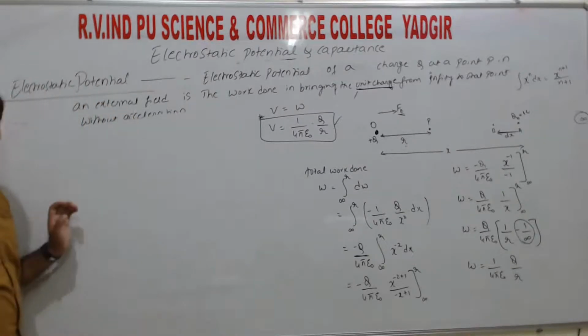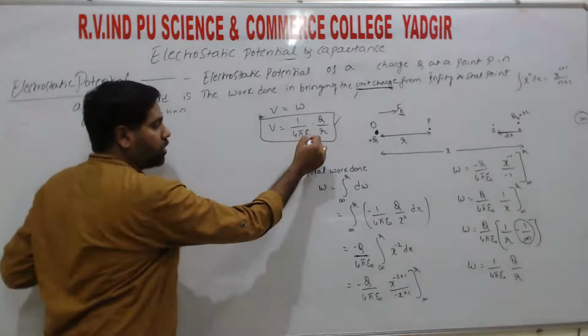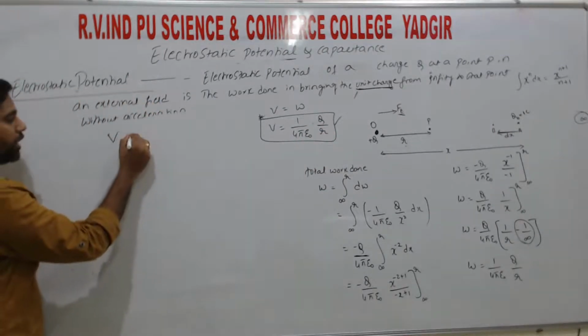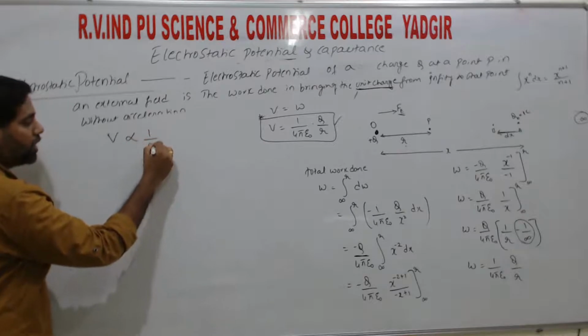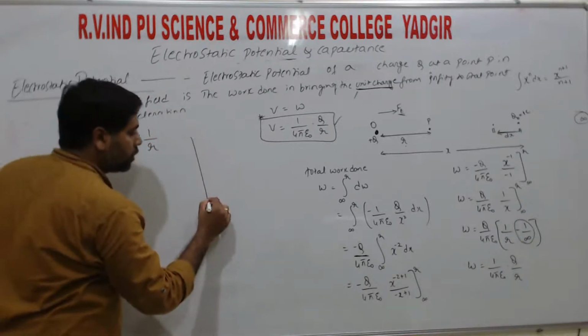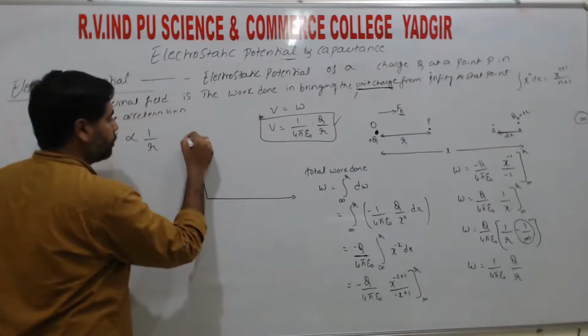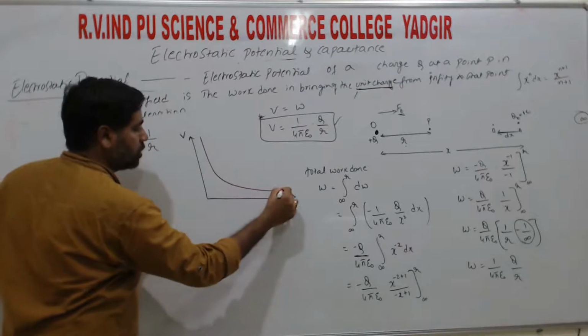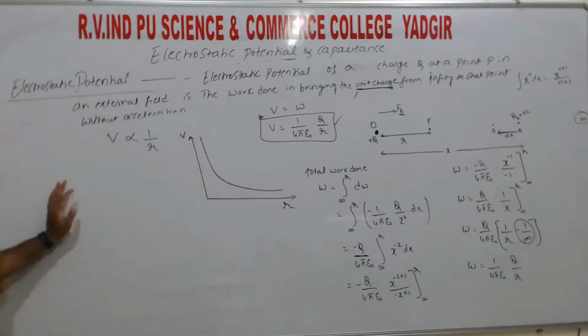So here, if we observe, 1 by 4 pi epsilon naught is constant and Q is also constant. That means V is proportional to 1 divided by R. So if we plot the graph for V versus R, the graph is like this, right?